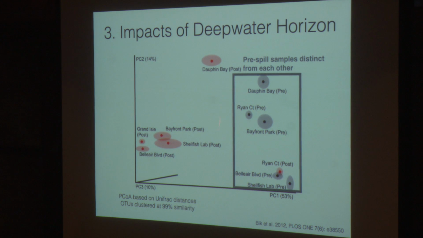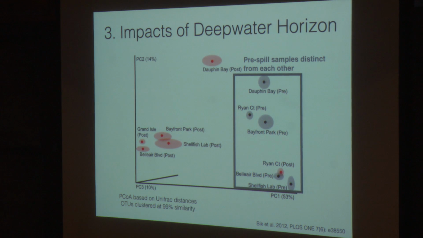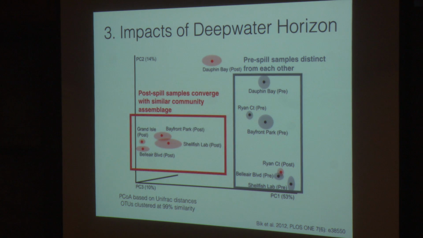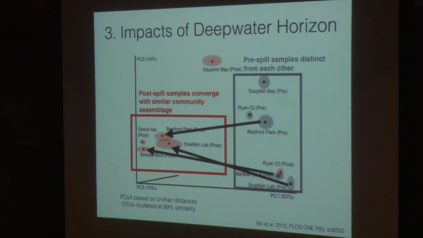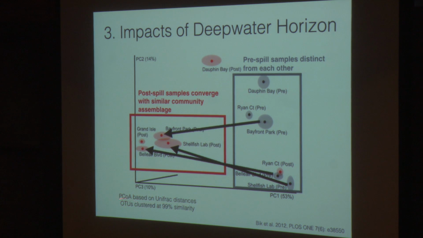So we were seeing pre-spill sites being very distinct from each other, having very separate community assemblages, and then this convergence towards a post-spill community where samples were converging onto a very similar set of taxa. And the shifts were just pretty consistent across sites. And this is, again, a UniFrac analysis coming out of the QIIME pipeline.